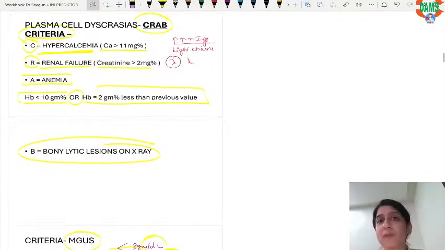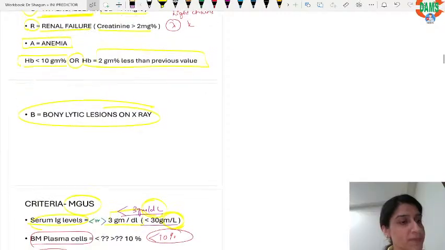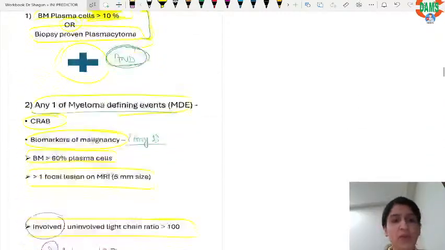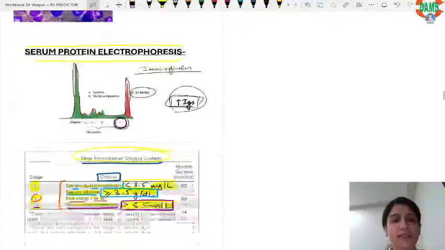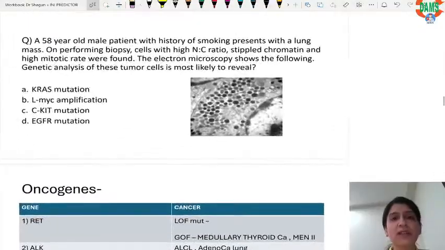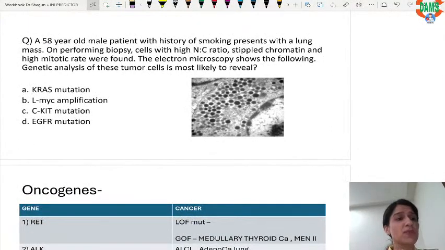So this M spike, see, this is a PYQ only: is the M spike a component of the criteria of multiple myeloma? No, it is not a criteria of multiple myeloma. Please remember, the criteria is what we are reading. This is the exact criteria. Okay, Omkar? Okay, this is done. My multiple myeloma is done with the important things that I want all of you to remember.